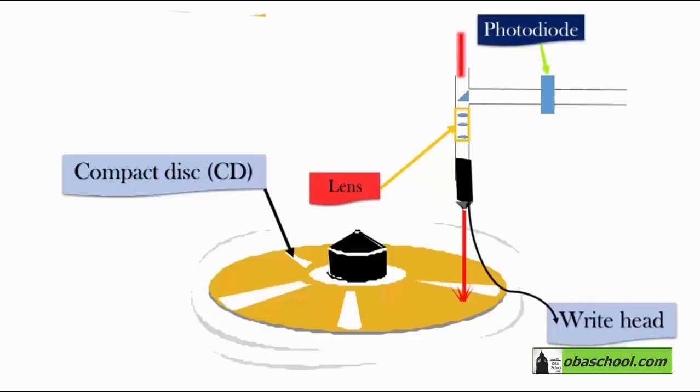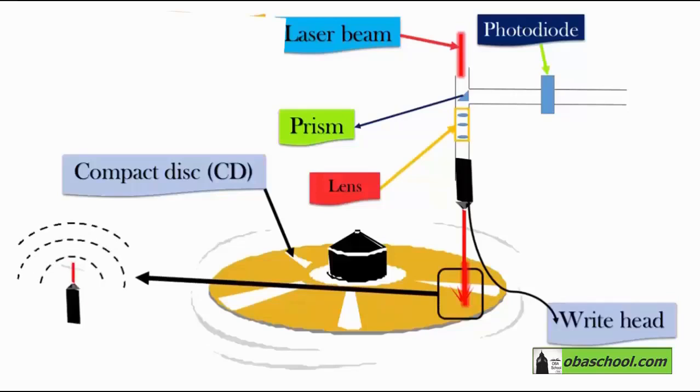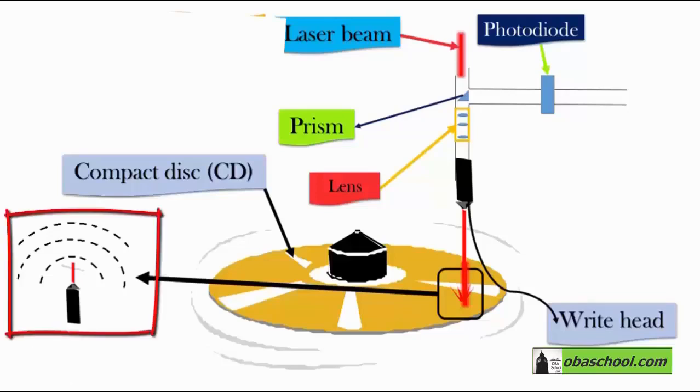And here we have the photodiode, and another part inside the write head is the prism, which is a small glass piece. And here we have the laser beam, which travels inside the write head in order to reach the CD. And it hits the CD. Once it hits the CD, it creates these points on the CD. So the laser beam is carving pits across the CD while the CD is rotating. So these are the pits that the laser beam creates.